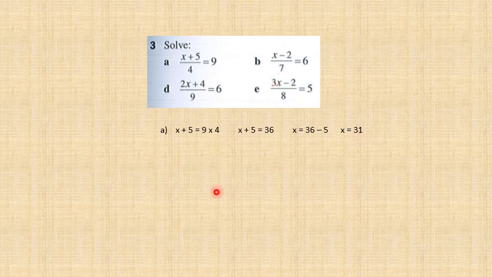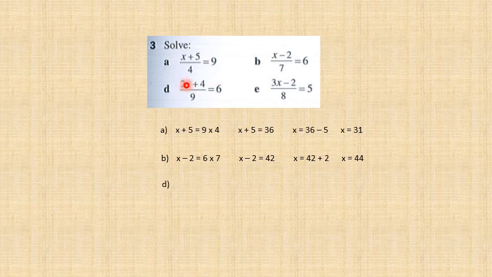In question B, x minus 2 over 7 equals 6. So make the inverse operation. So it's multiplying by 7. So x minus 2 equals 6 times 7, which is 42. And then the inverse operation of minus 2 is plus 2. So x equals 44.